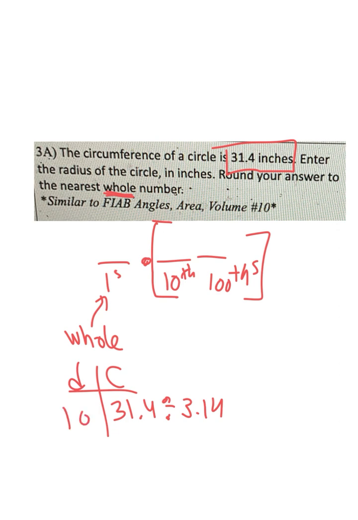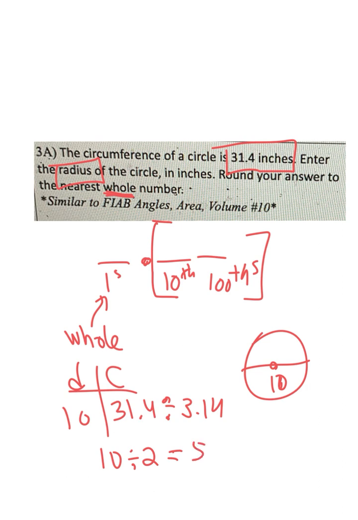But they don't want diameter. They want the radius. And if the diameter is 10, the radius is just half of that. You have to divide it by 2. So 10 divided by 2 is going to give me a radius of 5. So the radius would be 5, right? So right there, radius is 5. It would take 2 of them to get back to your diameter of 10. So your final answer, radius is 5.